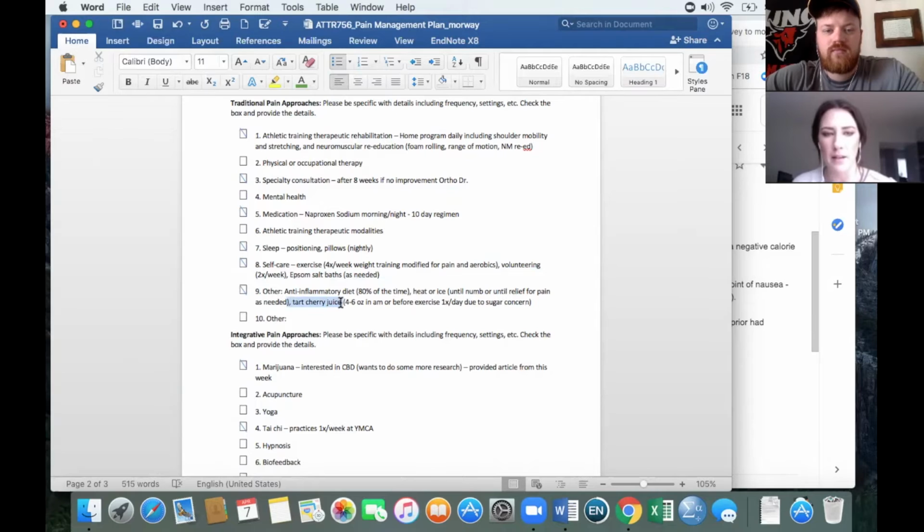And with that, the tart cherry juice. I'm not sure if you're super familiar with tart cherry juice. No. But we educated on the benefits of tart cherry juice, and her concern of that diet component. We decided to just do that once a day, rather than, I know some recommendations are 4 to 6 ounces, 2 to 3 times a day to decrease inflammation. But we opted to just go for once a day, either before exercise or right away in the morning, because your body can actually metabolize the sugars a little bit better in that time frame.